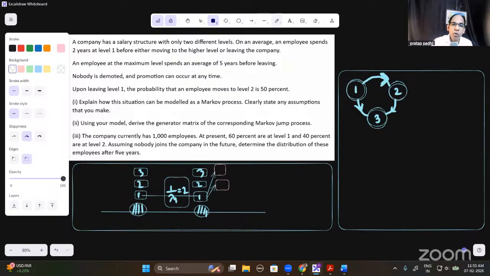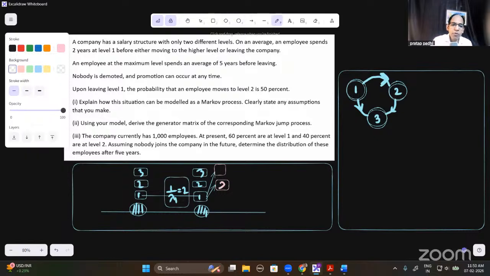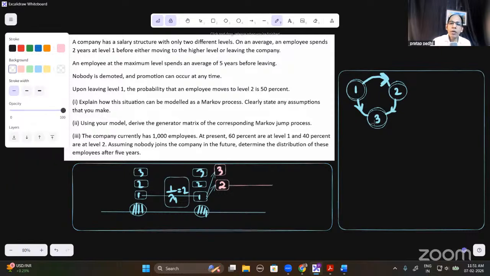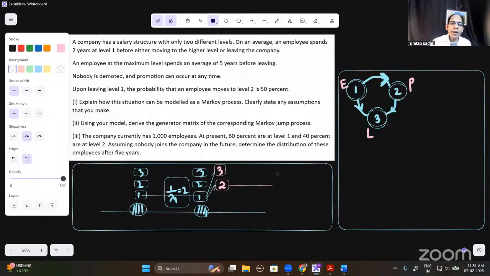Suppose it goes to 2. We don't know what the chance is; we have to see. Then there will be an average waiting time at 2. If it goes to 3, that's a separate thing. It's all over; 3 means left the company. Here, left the company. Here, promotion. Here, this is the entry level, the starting level. So now, what is the waiting time in 2?